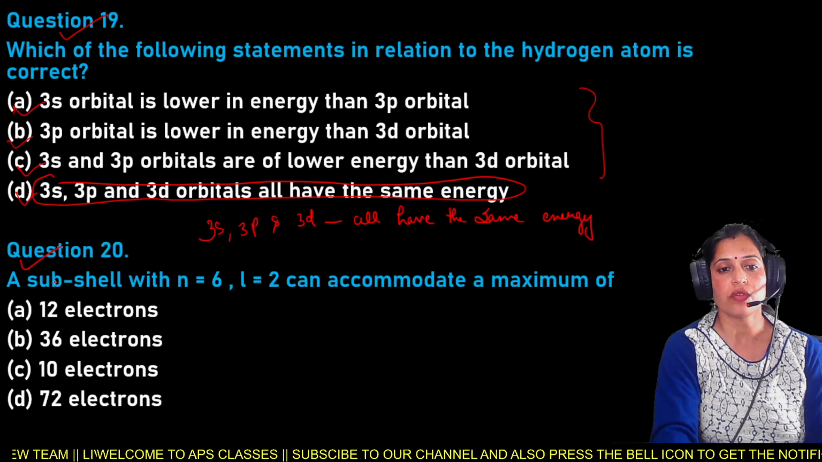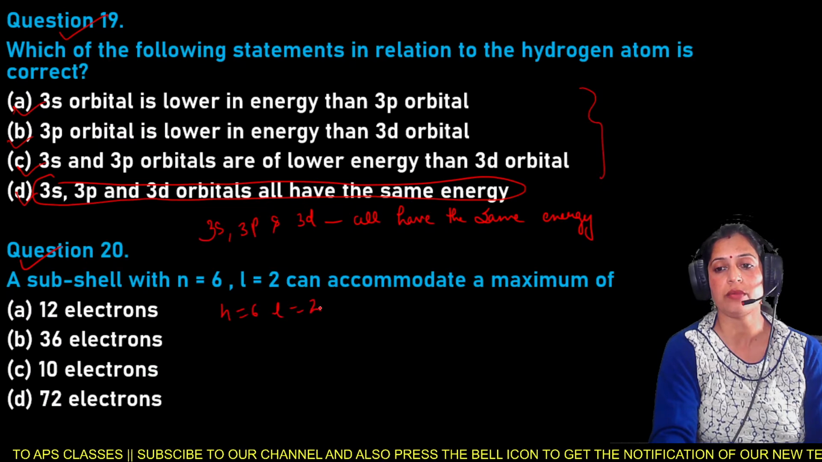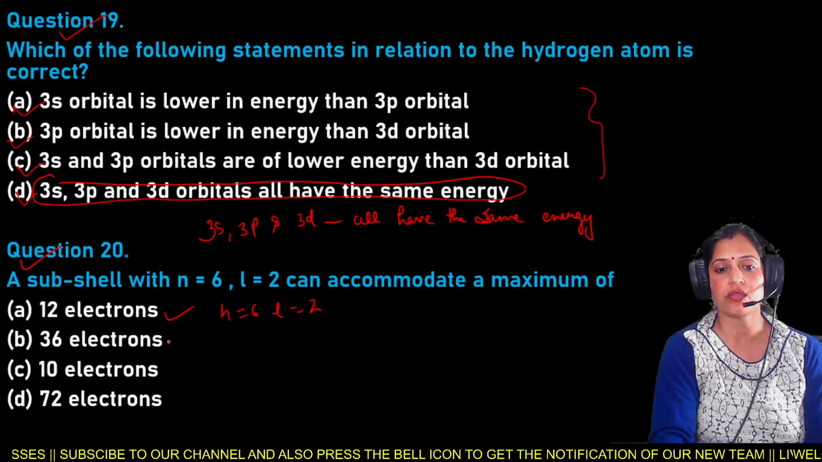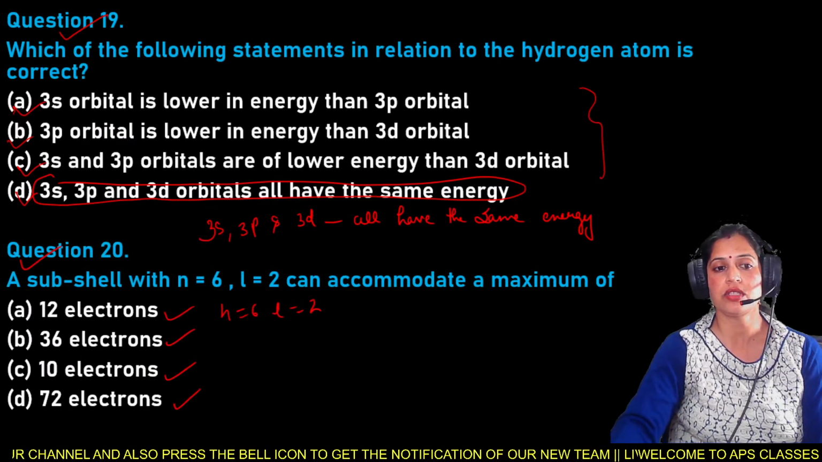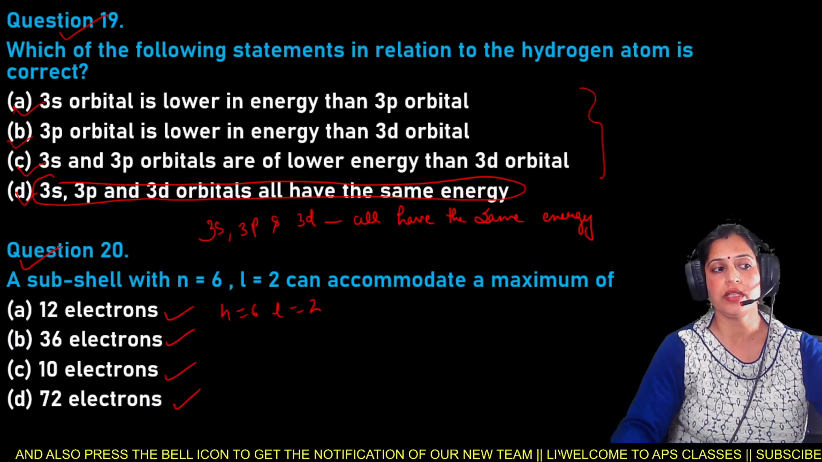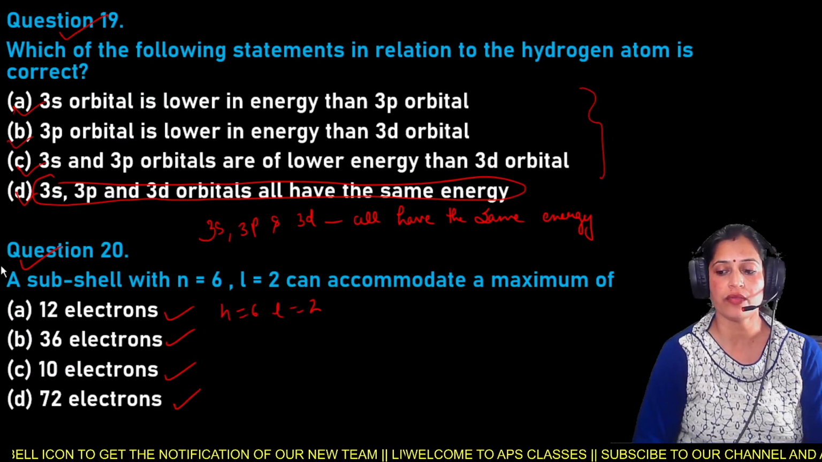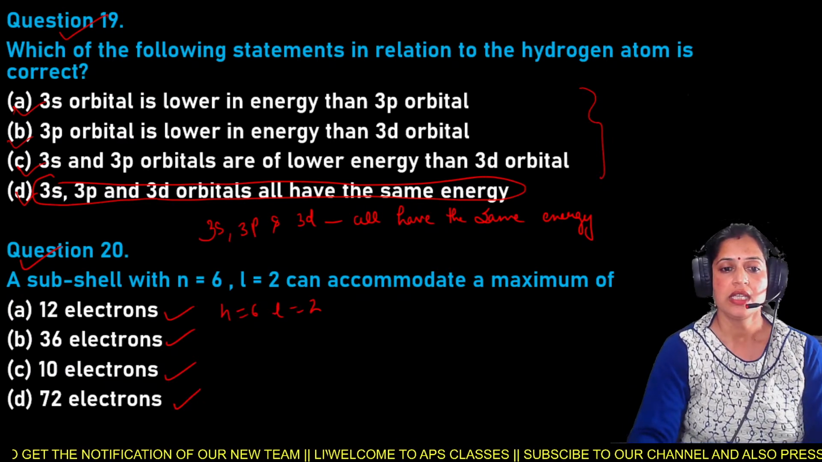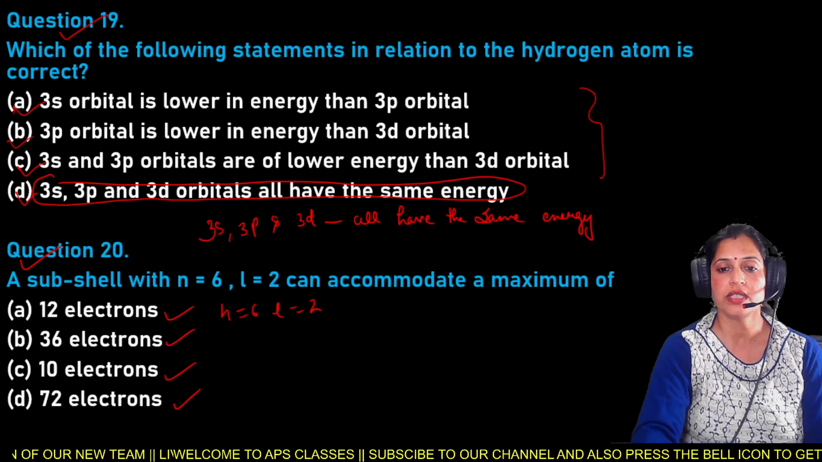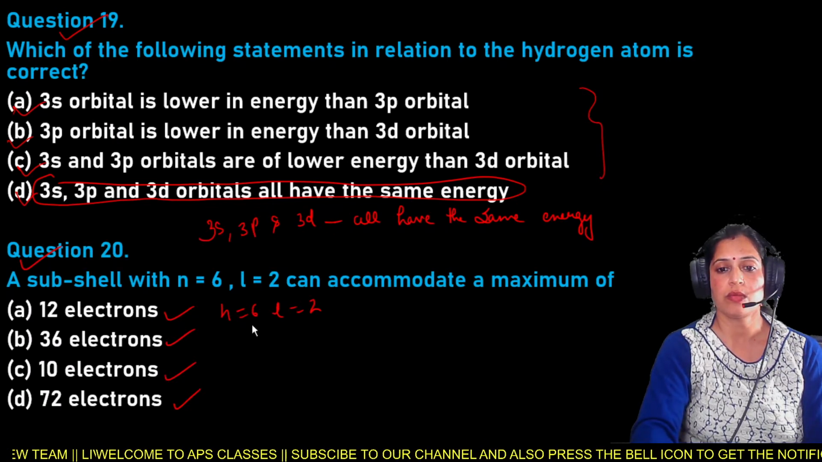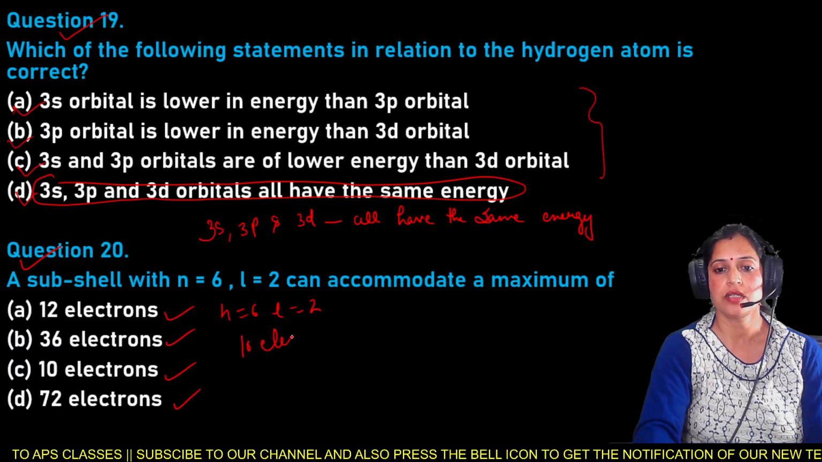Now it is the last question of today's live video lecture. A subshell with n is equal to 6, l is equal to 2 can accommodate a maximum of 12 electrons, 36 electrons, 10 electrons or 72 electrons. So it can accommodate a maximum of 10 electrons.